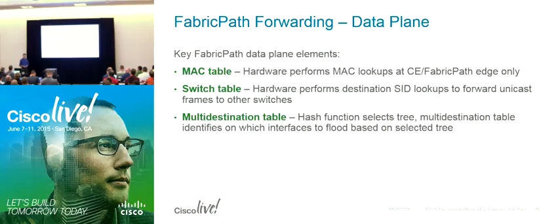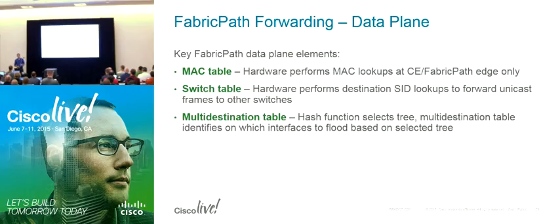Okay. All right, the data plane. Data plane consists of three key elements. It's the MAC address table, it's the switch table, and it's also the multi-destination table. The MAC address table is a piece of hardware inside the forwarding engine of the switch, and it contains the record that says, here is the MAC address, and this is the egress interface.